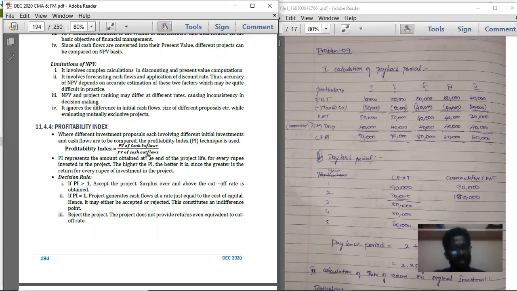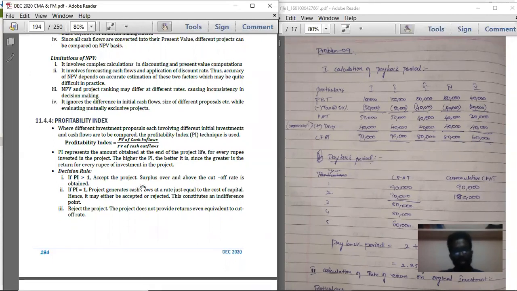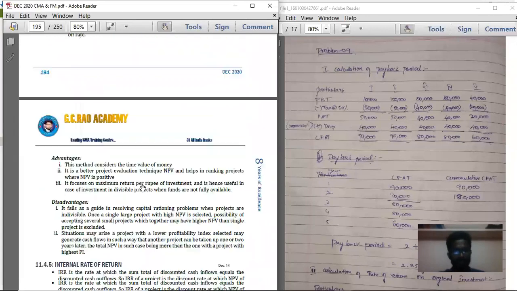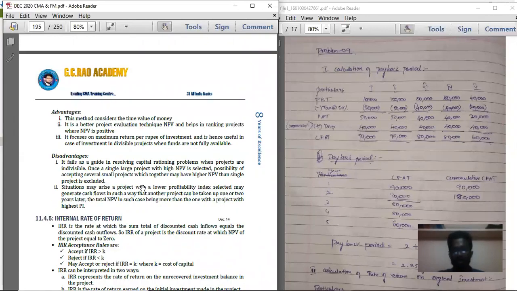Next, profitability index uses the same values, present value of cash inflow, but divided by present value of cash outflow. If the number is greater than 1, then accept the project. If it is equal to 1, it is the indifference point, don't accept the project. And if it is less than 1, reject the project. So that is profitability index.